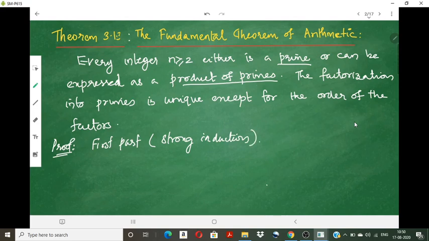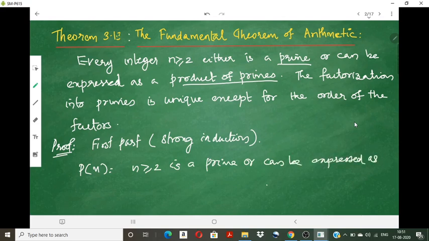So first step, the basic step is for n equal to 2. Before that we will write the statement P of n. Let P of n denote the statement that any positive integer n greater than or equal to 2 is a prime or can be expressed as a product of primes. So this is our statement.